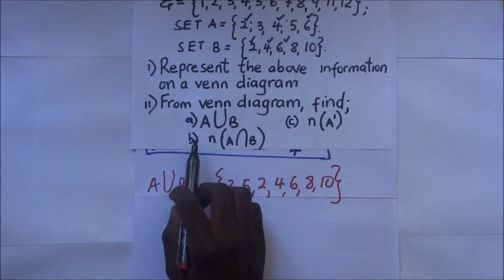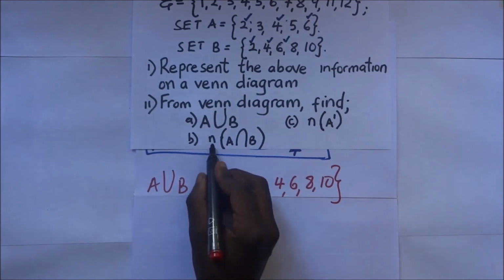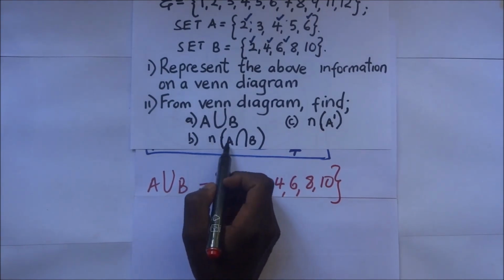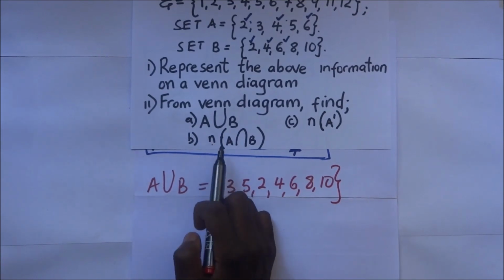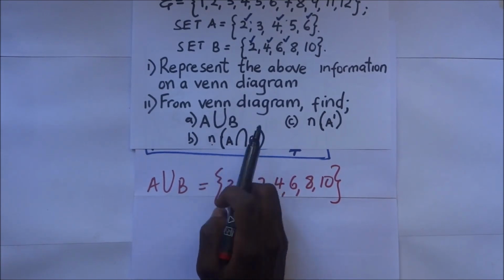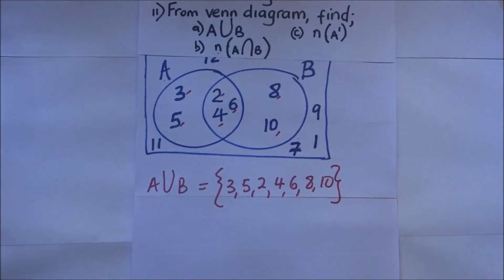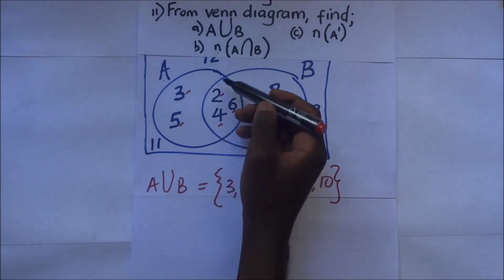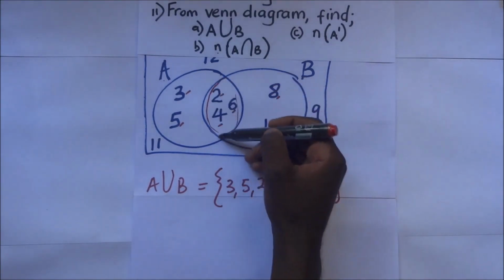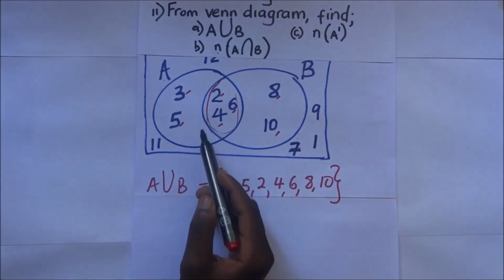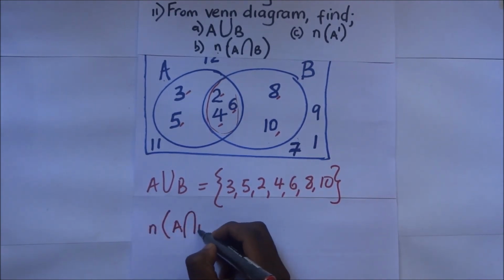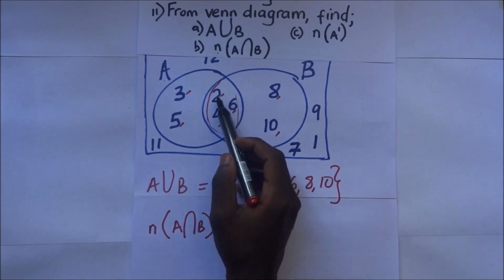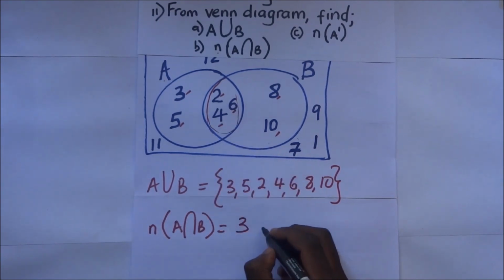That is part A. Part B is telling us to find n of A intersection B. Now this notation means that they are asking us to find the number of members in A intersection B. Now in A intersection B, intersection means the members that are shared between two sets. So the members that are in the intersection are here. So in the intersection, the number of members in A intersection B are 1, 2, 3. There are 3 members.